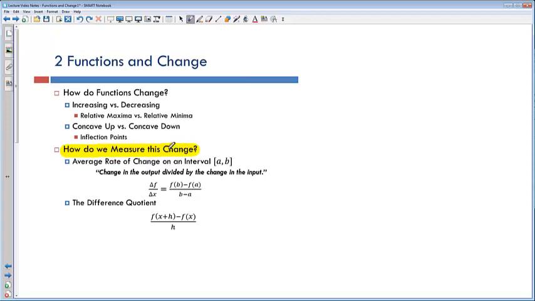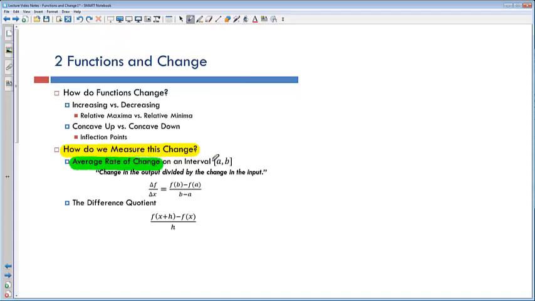So one way to measure this change is, of course, by simply looking at the graph. But what if we don't have a graph? What can we do? There is a way to use the formula to figure out if it's increasing or decreasing, or concave up or concave down. And to do that, we use a notion called average rate of change.